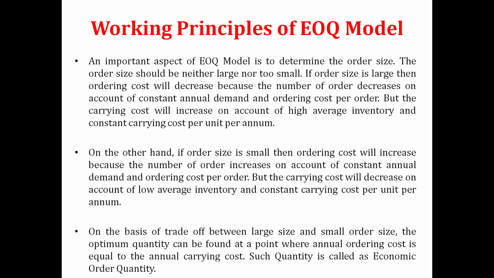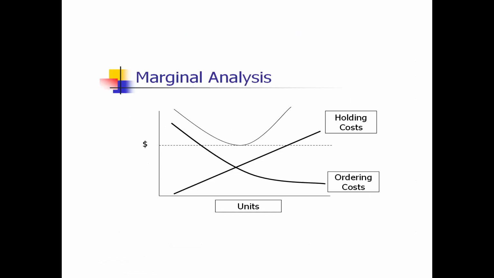On the basis of the trade-off between large and small order sizes, the optimum quantity can be found at a point where the annual ordering cost is equal to the annual carrying cost, and such a quantity is called the economic order quantity. So this is a graphical representation of the EOQ model.